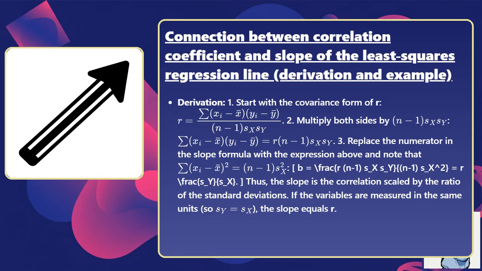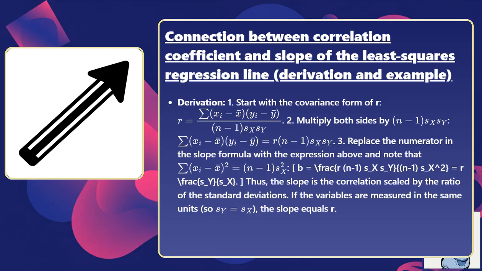The sum of (xi minus x bar) times (yi minus y bar) equals r times (n minus 1) s sub x s sub y. Step 3. Replace the numerator in the slope formula with this expression. And note that the sum of (xi minus x bar) squared equals (n minus 1) s sub x squared.